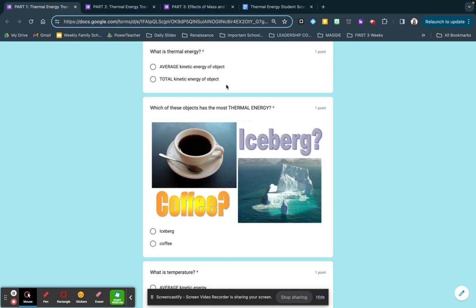The next one: which of these objects, a hot cup of coffee or a huge frozen iceberg, which one has the most thermal energy? The hot cup of coffee or the frozen iceberg?